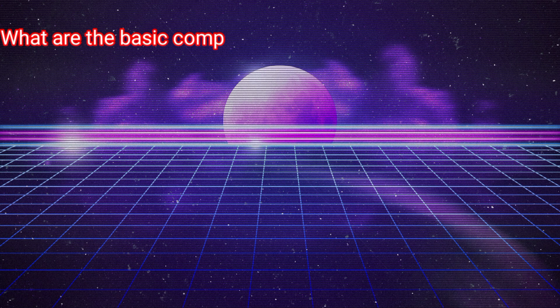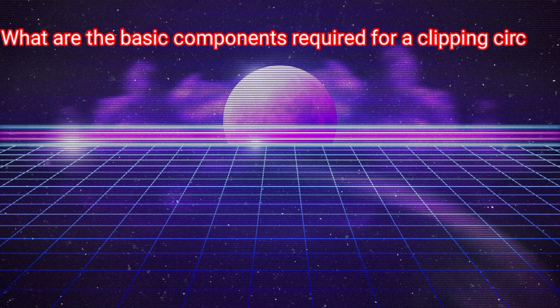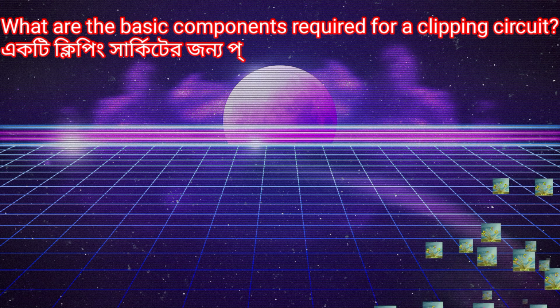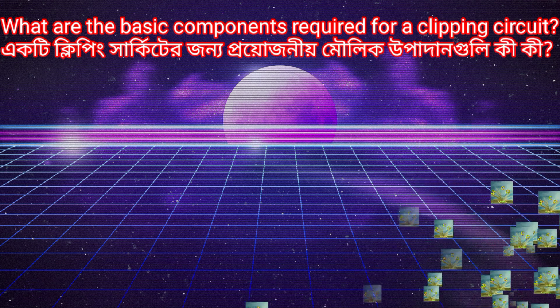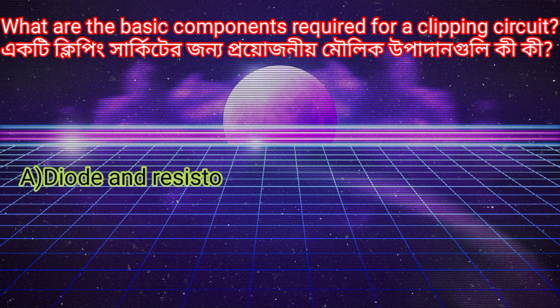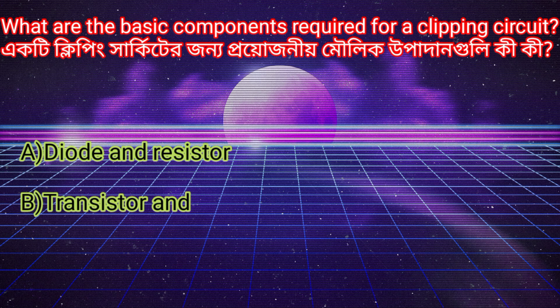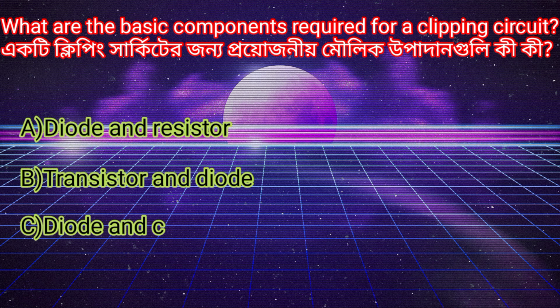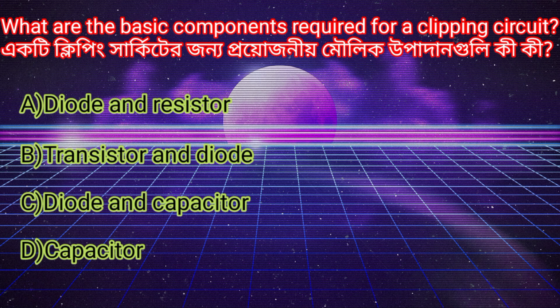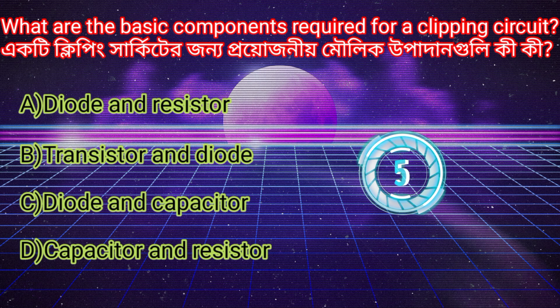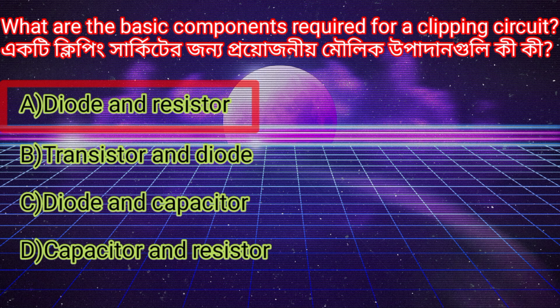What are the basic components required for a clipping circuit? Option A, diode and resistor. Option B, transistor and diode. Option C, diode and capacitor. Option D, capacitor and resistor. উত্তর হবে option A, diode and resistor.